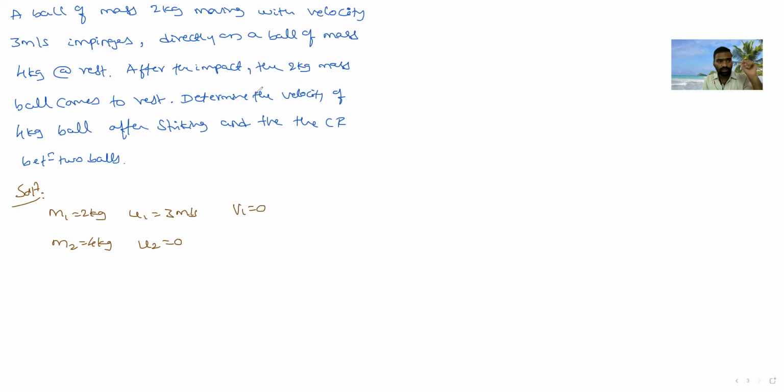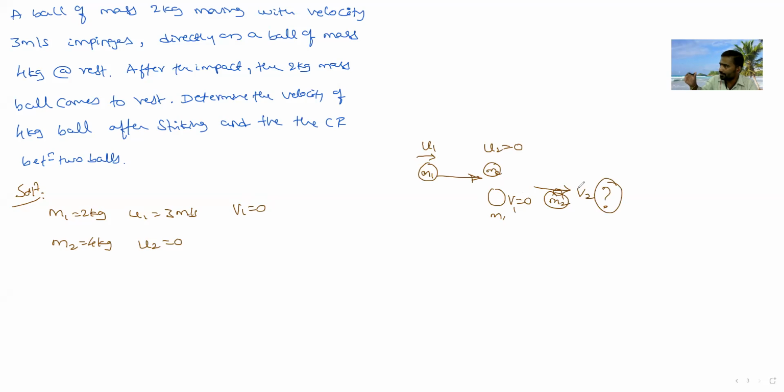Then the 2 kg ball comes to rest. Determine the velocity of the 4 kg ball. See how it is: there is M1, moving with velocity U1. There is M2, with U2 equal to 0, in rest condition. M1 goes and strikes it. After striking, M1 becomes 0, its final velocity V1 is equal to 0. Then M2 will move now, with a velocity V2. Are you getting what he is asking?